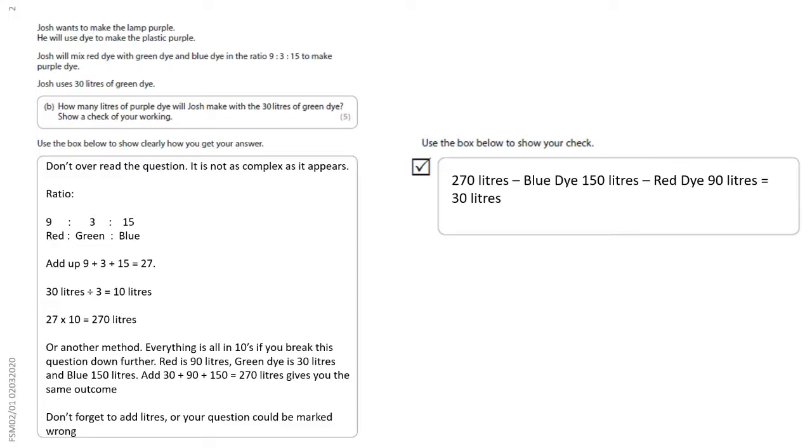Again, put this on pause, have a read, digest, or take your photographs. And then we have a check back answer here, which is 270 litres minus 150 minus 90, which gives us our 30 litres, which is the figure that we actually want.